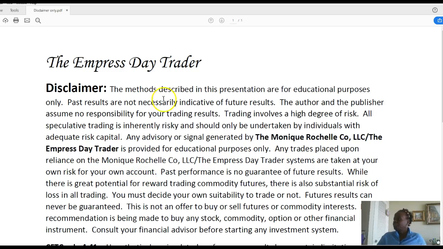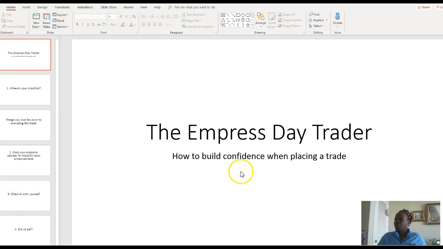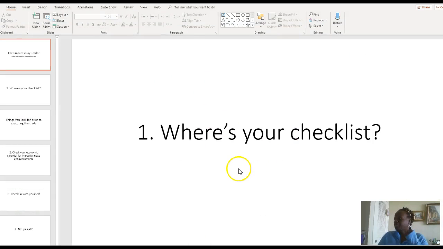All right, so let's take a look at the four tips. I think you're going to like this. It's really simple, you'll see. We're going to take a look at the charts in a minute. So, how to build your confidence when placing a trade.